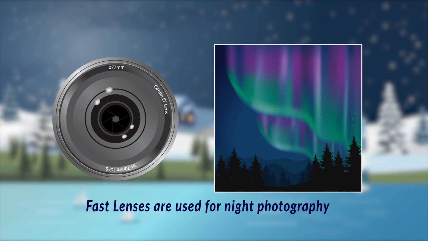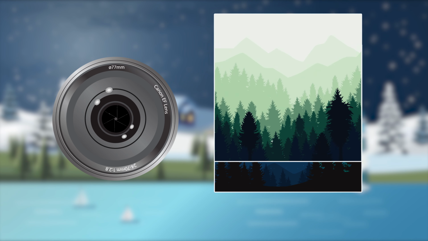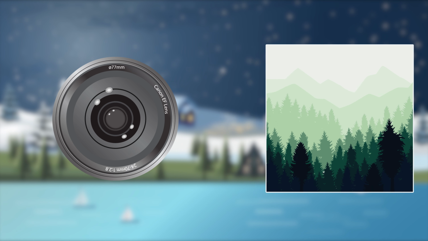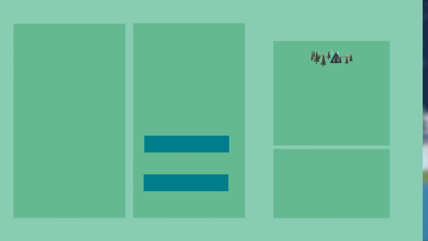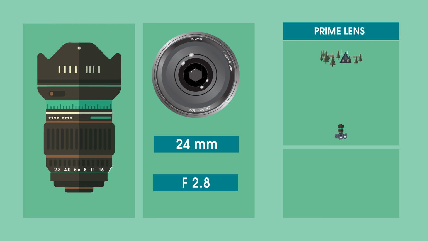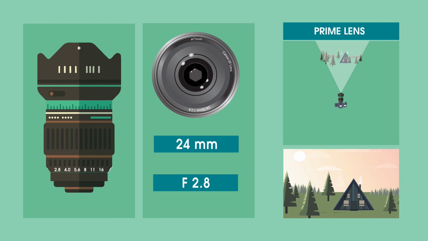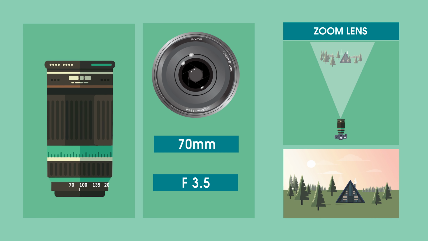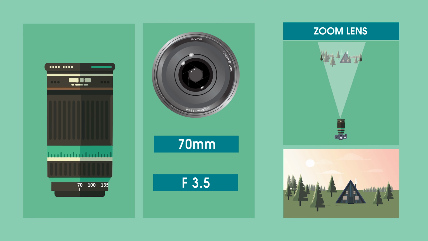The minimum aperture of a lens, like f/22, is not that important because diffraction will cause the image to lose clarity. It's also worth noting there are two types of lens: primes and zooms. Prime lenses have a fixed focal length, meaning they cannot zoom without physically moving closer or further away from the subject. Zoom lenses give you the flexibility to zoom in or out of an object while remaining stationary.